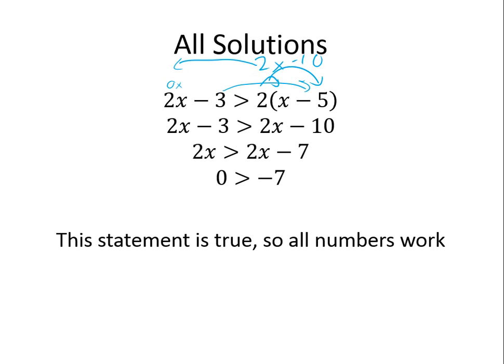Now since this is a true statement, as you see, we have no x. If your variable disappears and you end up with a true statement, 0 is greater than negative 7, okay, 0 is a bigger number if you compare them. Since it's true, all solutions work. No matter what number we plug into x, it will always come up true.